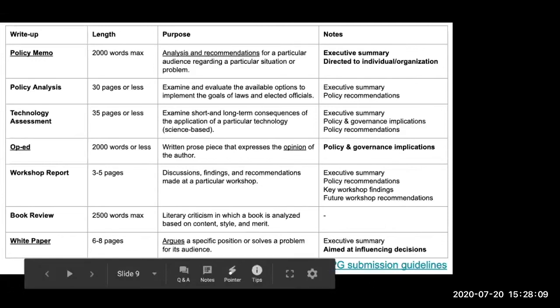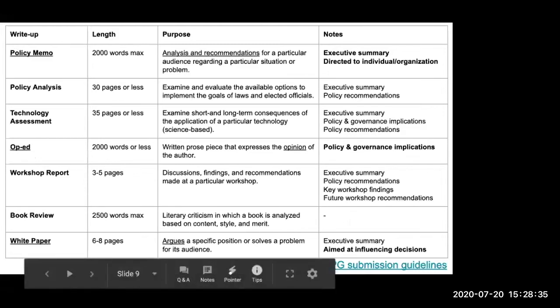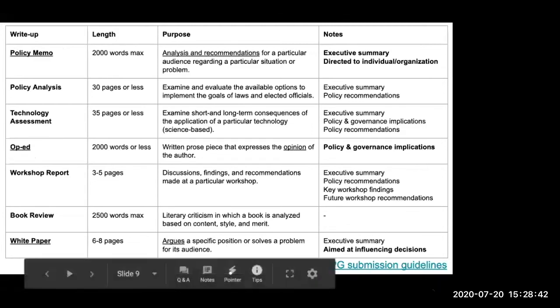And today we're going to talk about three different ones: the policy memos, which essentially offer analysis and recommendations for a particular audience regarding a particular situation or problem. So you would have an executive summary and direct it at a specific individual or organization. This can even be an internal memo to your organization. And it's usually a pretty balanced view, in that you want to have both sides, the pros and cons of the policy.